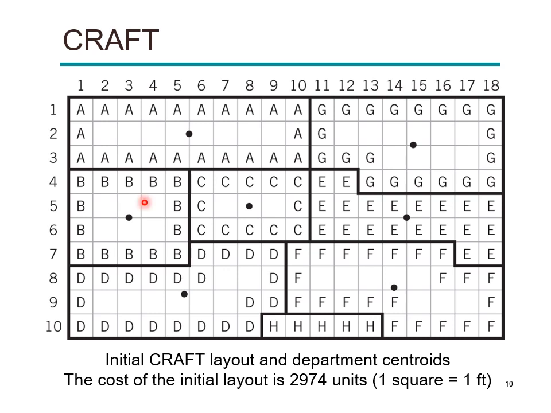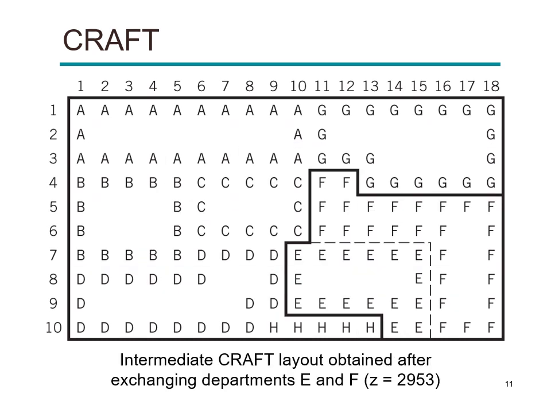Then you can exchange B and C, B and D, and nothing else. Then you can exchange C and D, C and E, C and F, and nothing else. Okay, you will consider all these exchanges and identify the exchange which minimizes the cost the most. In our example, exchanging departments E and F provides the maximum reduction in the cost. That's why departments E and F are exchanged.